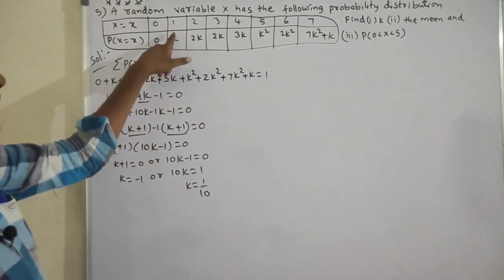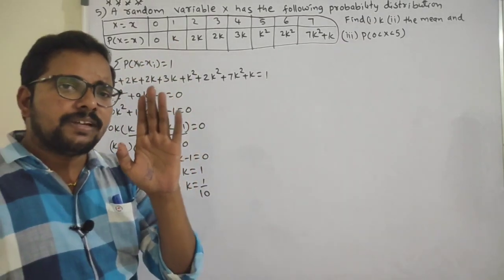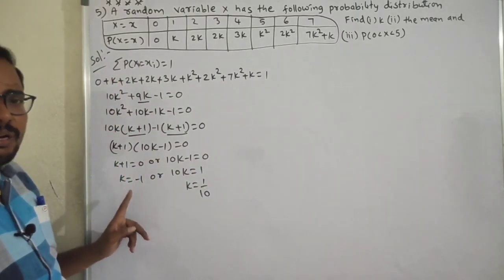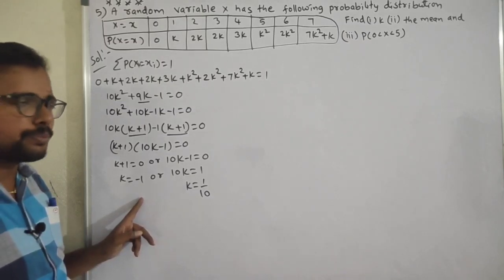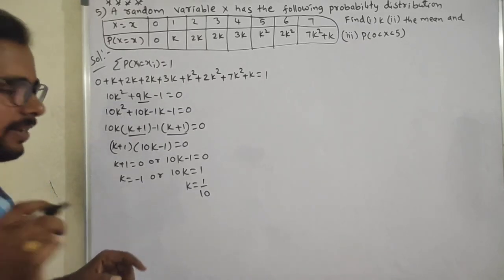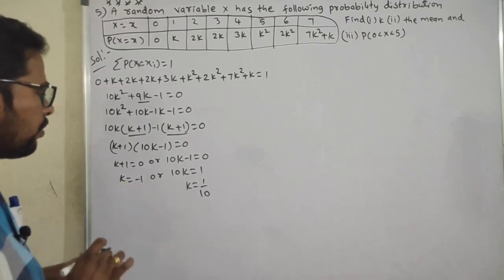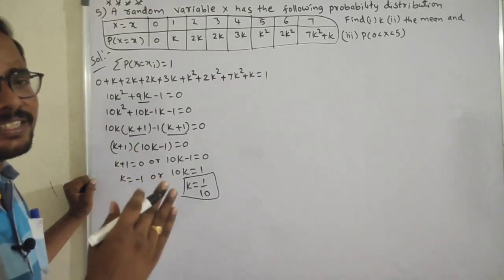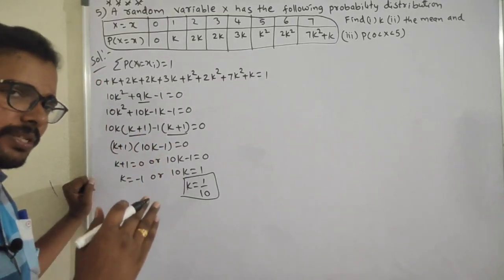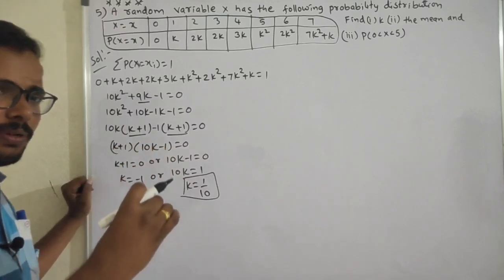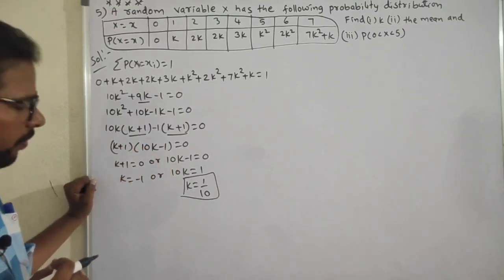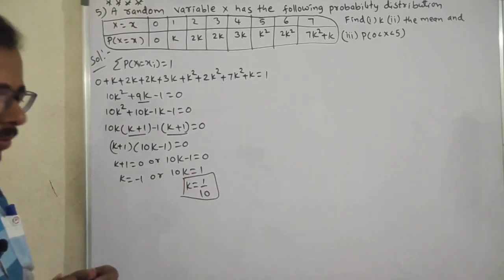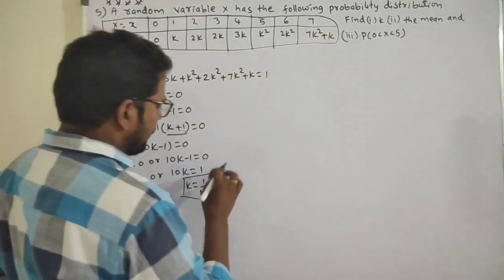Here k is a probability. Probability is always greater than or equal to 0 and less than or equal to 1. But here we got k is equal to minus 1. It is not possible. A negative value is not possible for probabilities. So we have to take k is equal to 1 by 10 only. The reason is that probability is always greater than or equal to 0 and less than or equal to 1. But k equal to minus 1 is negative, not possible, so k is equal to 1 by 10.